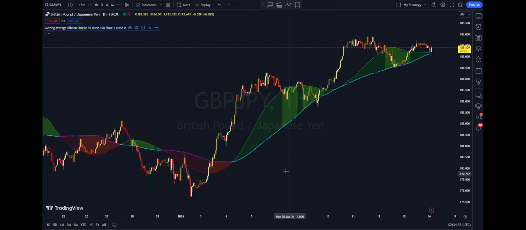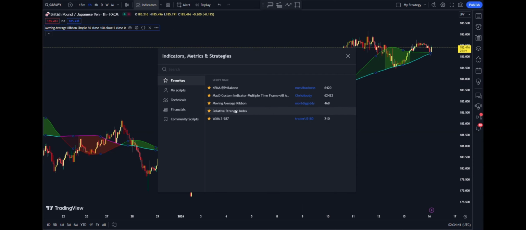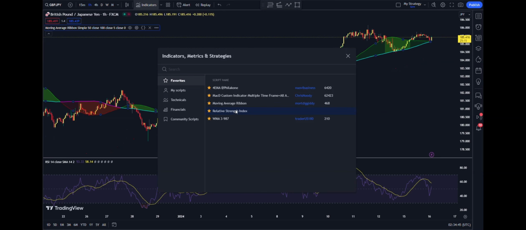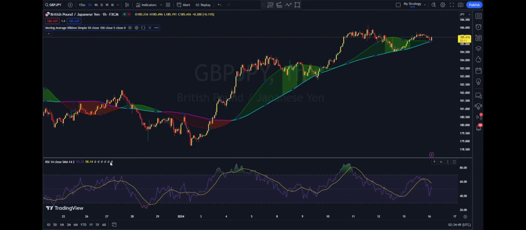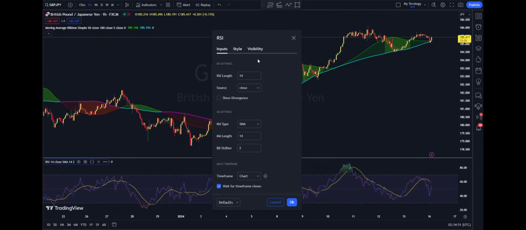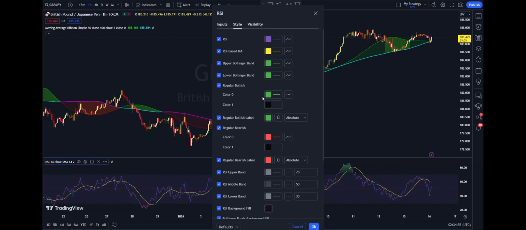Next, search for the default RSI in the indicator search bar. Edit the settings to set the RSI length to 14 and source to close. The MA settings are not necessary. In the Style section, uncheck RSI-based MA and set the RSI upper band to 65 and RSI lower band to 35. Click OK, and we are done with the settings for now.